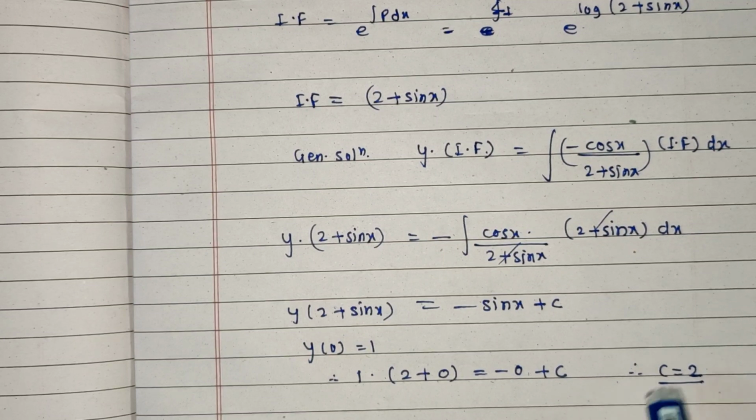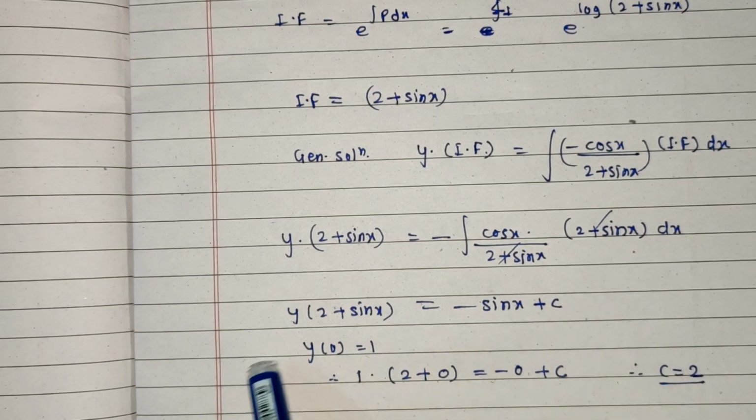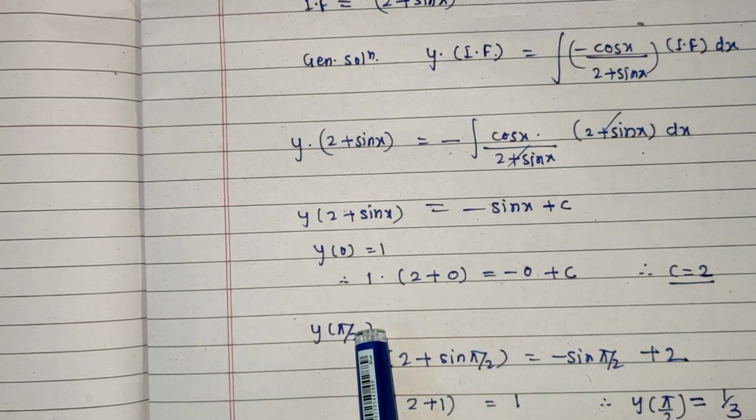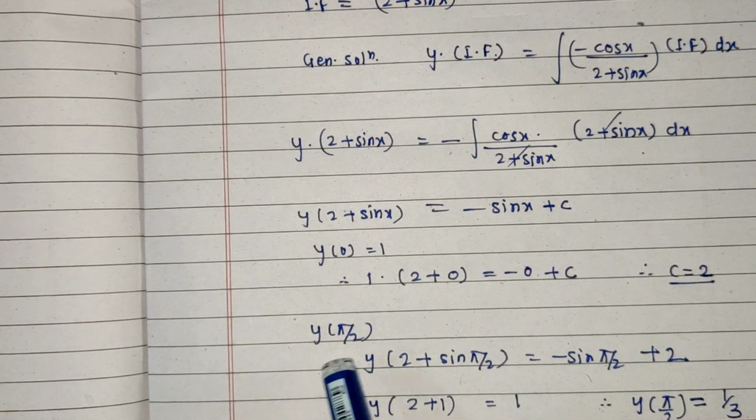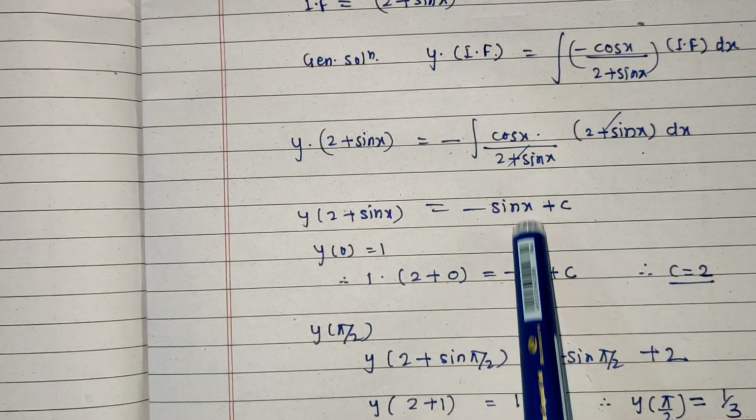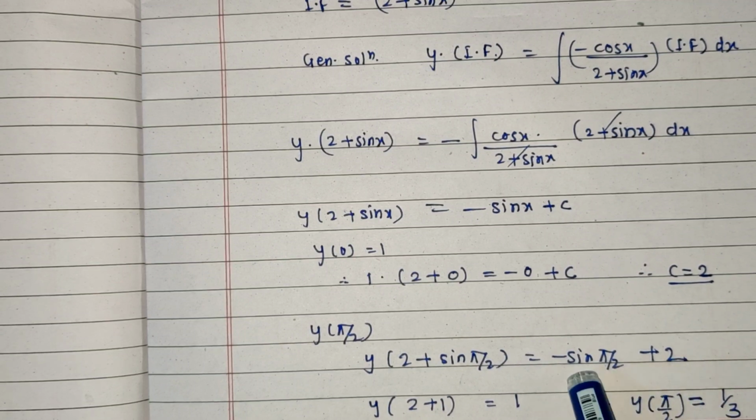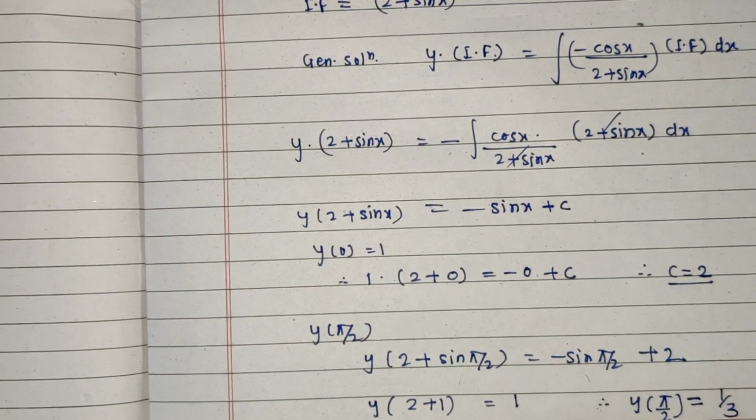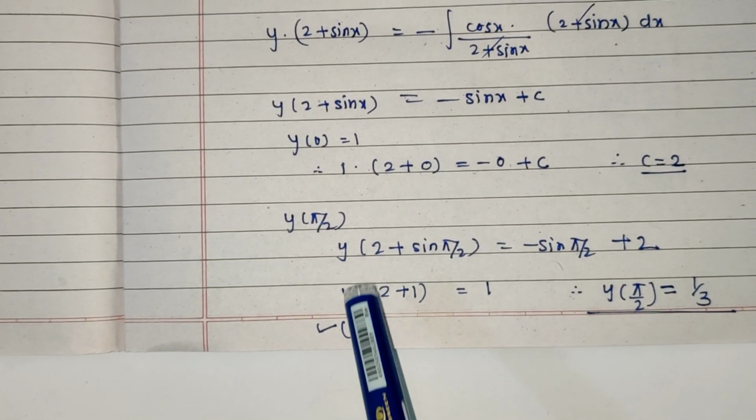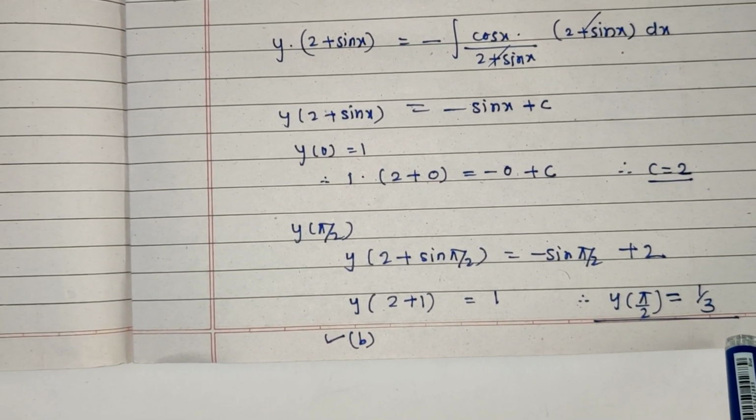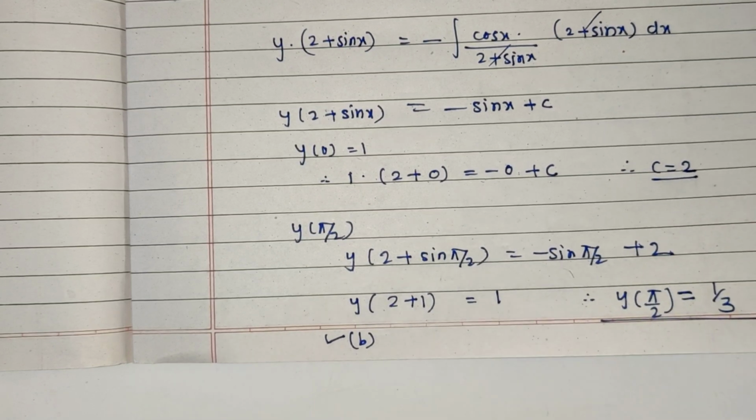Substitute c in this equation: y times 2 plus sin x equals minus sin x plus c. And y of pi by 2 is to be found out, so x is pi by 2. We substitute: y times 2 plus sine pi by 2 equals minus sine pi by 2 plus c, and c is 2. This is 1 minus 1... So finally you are getting y of pi by 2 is equal to 1 by 3. So B option is the correct option.